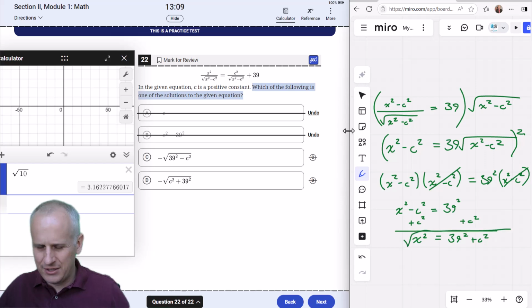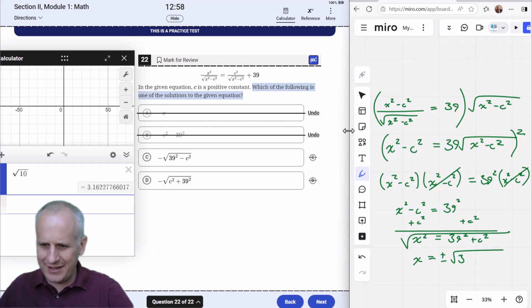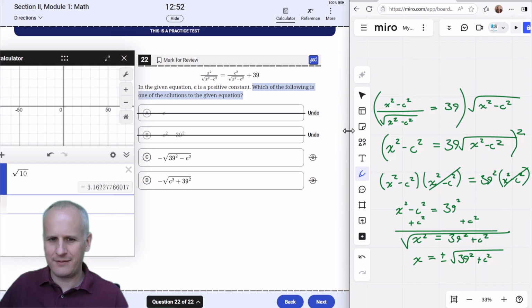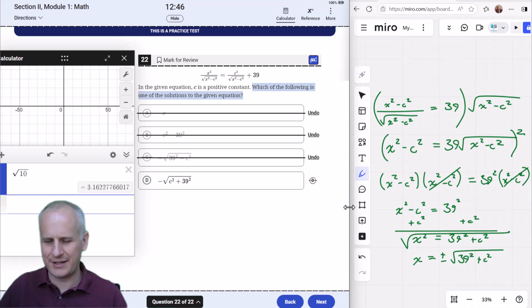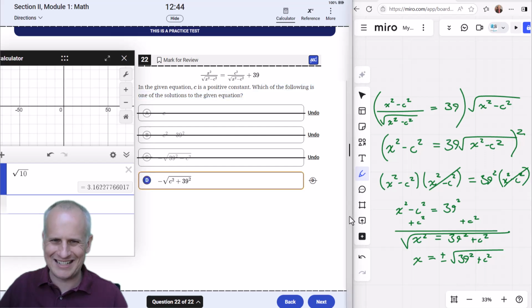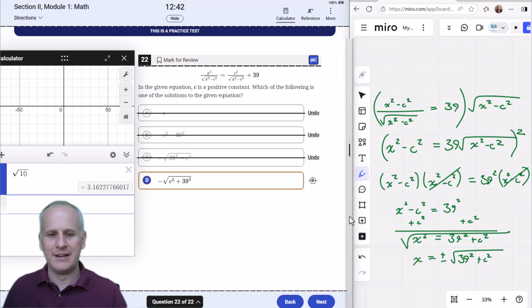We're going to then square root the whole thing. And we get that x is equal to the positive or negative square root of 39 squared plus c squared. And of course, we don't have the positive option, but it's not 39 squared minus c squared, it's 39 squared plus c squared. Doesn't matter which order it's done in. And our correct answer is the negative because that's the only option that was given.